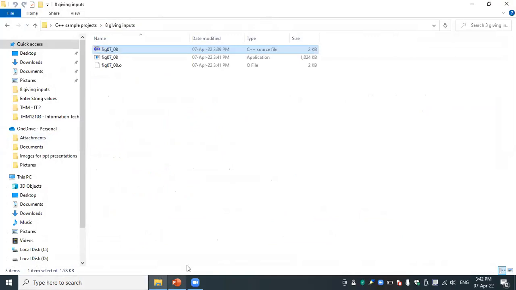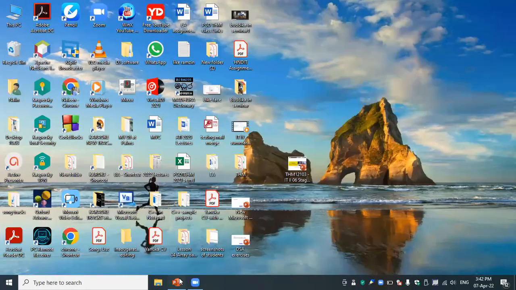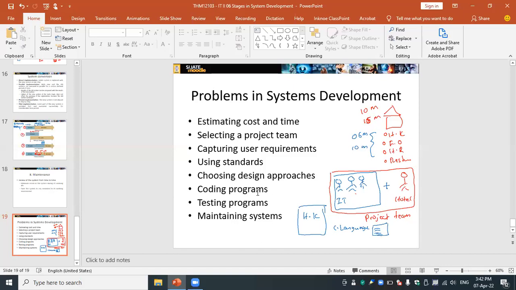Okay, then it says coding programs. You know, it's very difficult. For a big program, there may be 1,000 or 10,000 lines of coding, so it's a bit difficult.